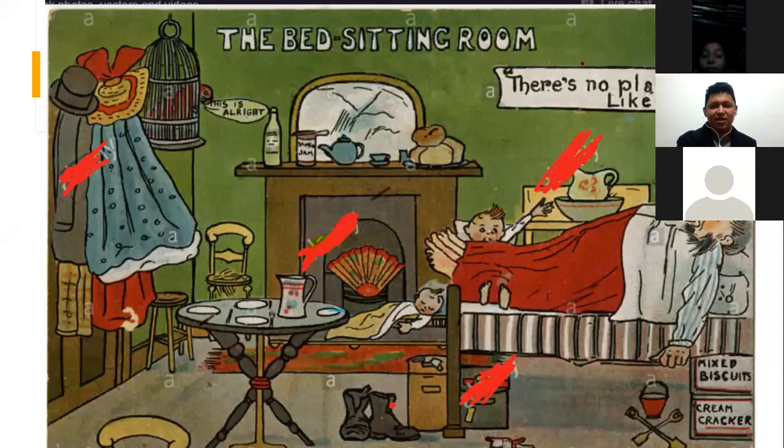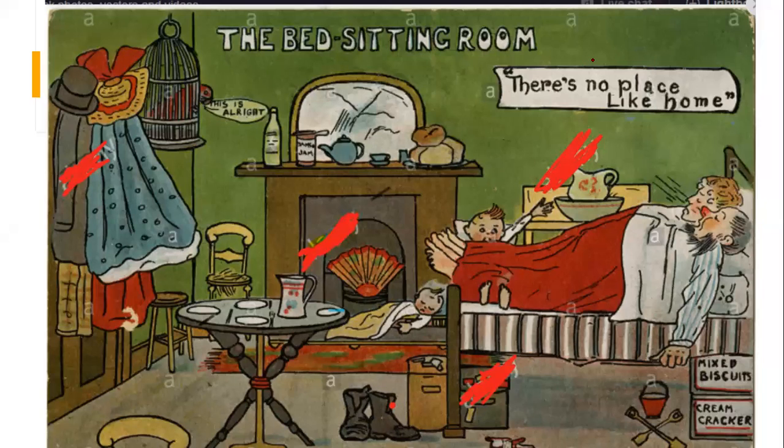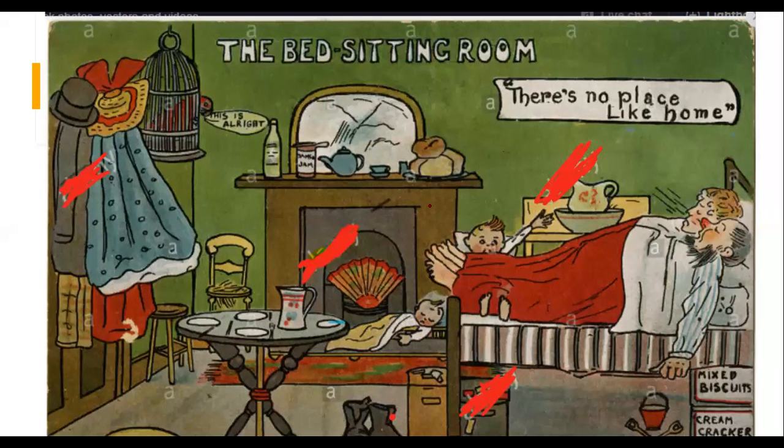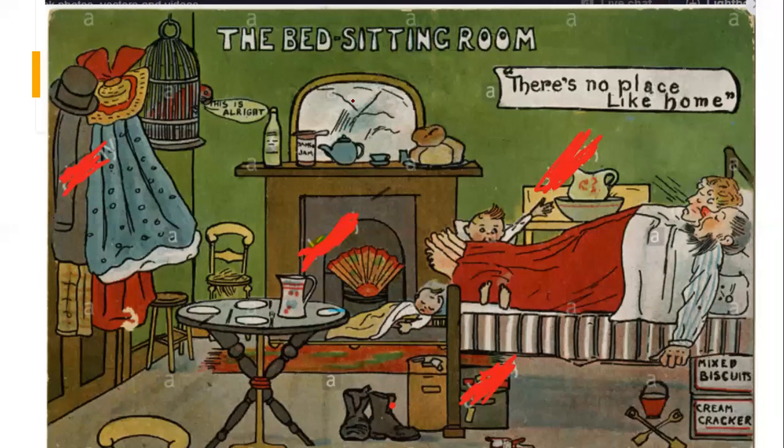Right. Now, look at this image, please. Look at this image, everyone. And I'm going to take this thing away, all right? What's the name of this place, by the way? The bed sitting room. Yes. You see, the bed sitting room is not only the bedroom, but it's also the living room.